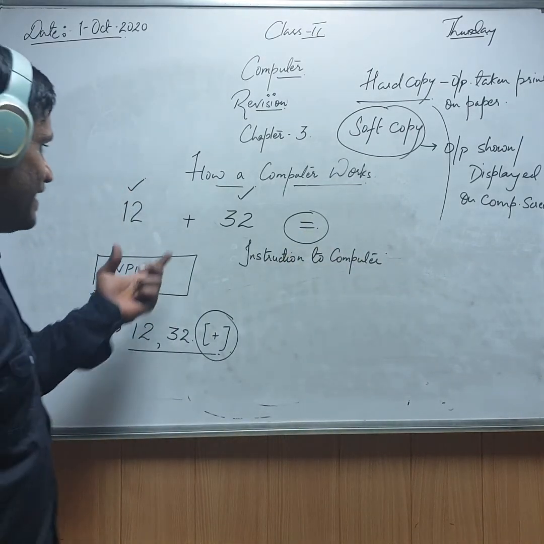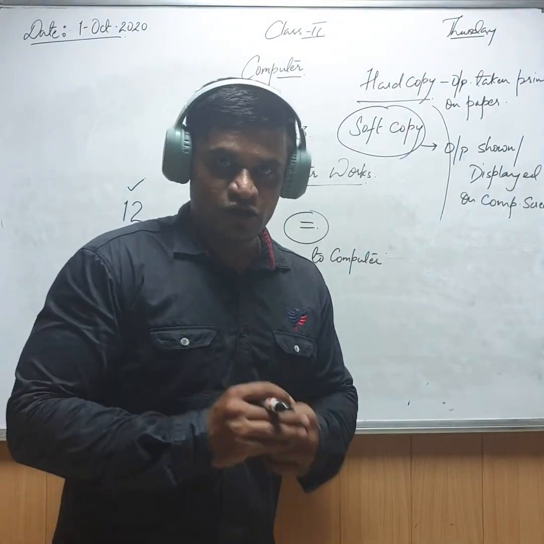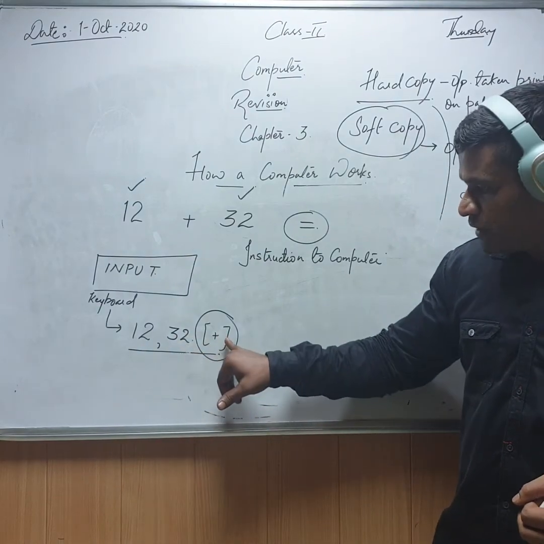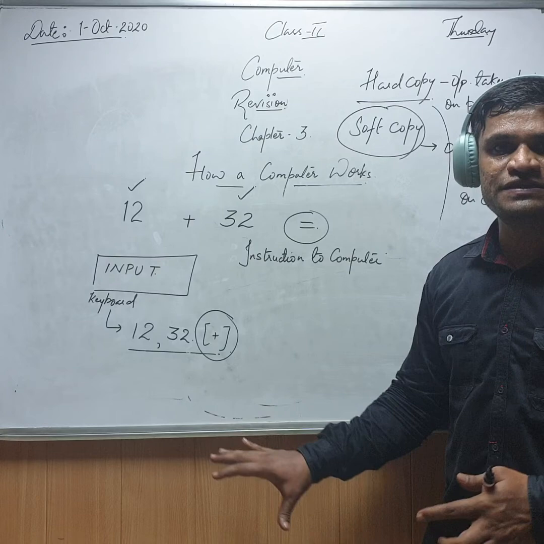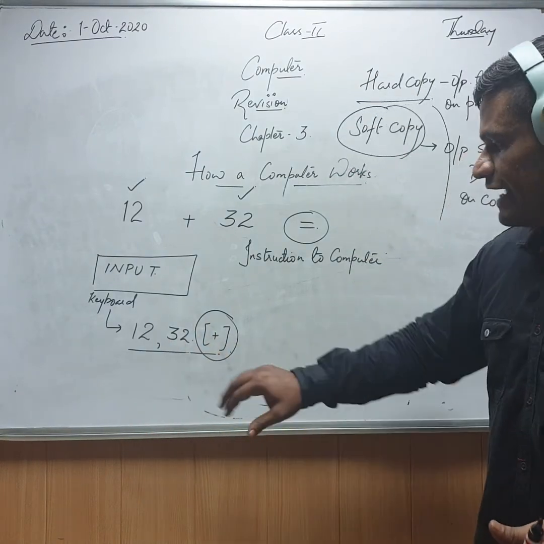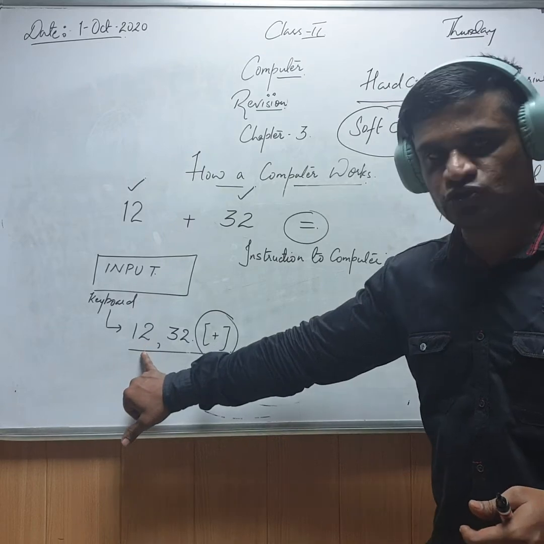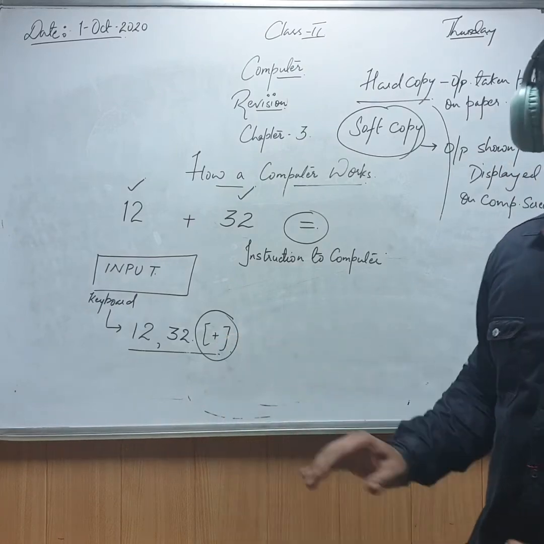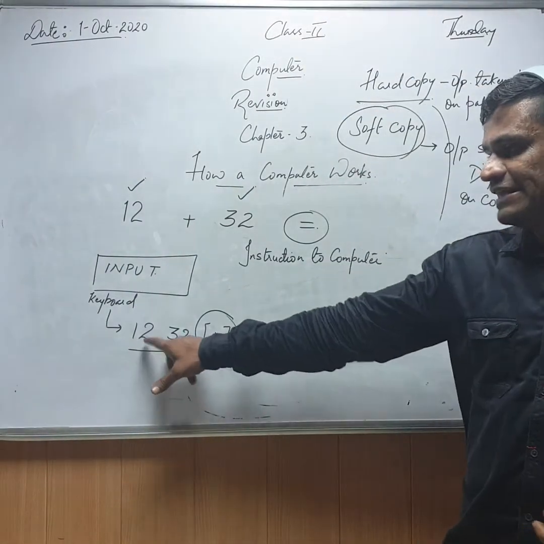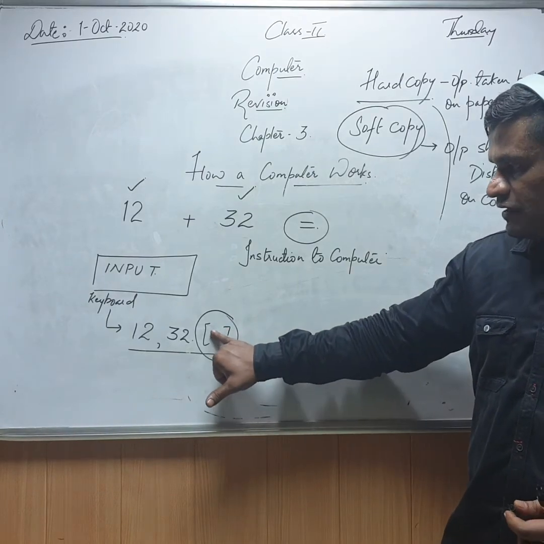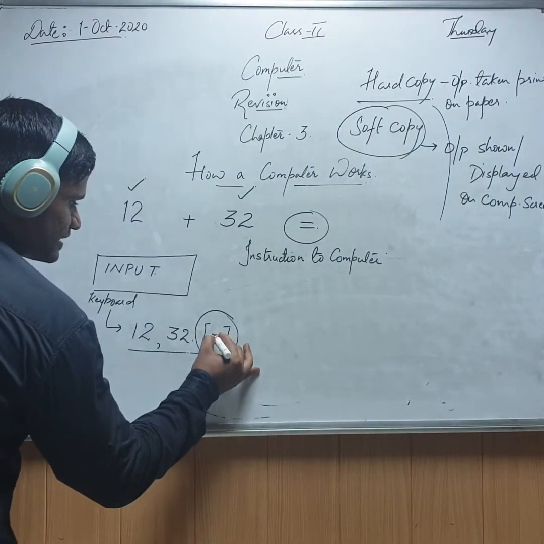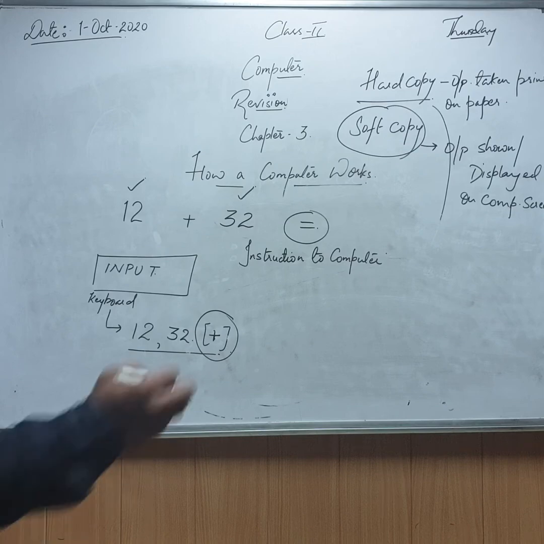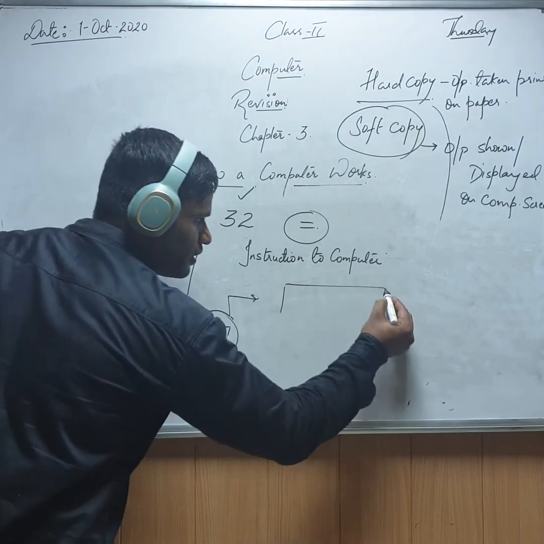What are the instructions? That plus means we have to add. So what instruction are you giving to the computer? Add 12 and 32. You are providing input to the computer that you have to add two numbers. The first number is 12, the second number is 32. And this is the instruction, plus. That means you are instructing the computer to add them. If it was a minus sign, then you would be instructing the computer to subtract them. So we are right now instructing the computer to add. Then the provided input will go for processing.